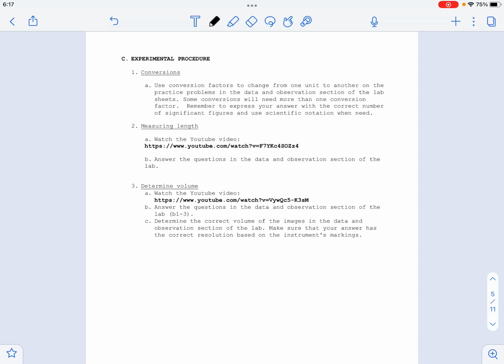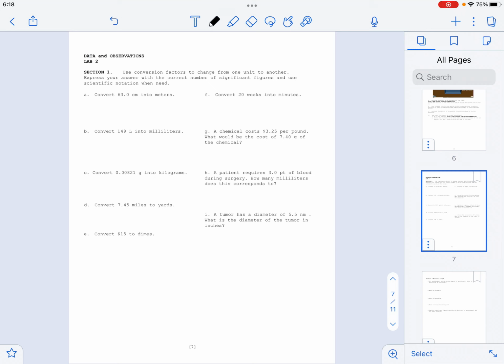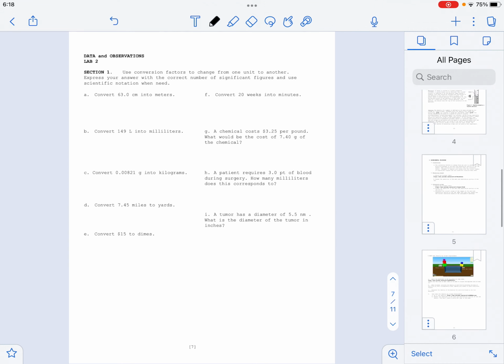In this video, we're going to talk about the experimental procedure for Lab 2. This lab has specifically 5 parts. On part 1, you're going to be doing some conversion problems that are going to be utilized as more practice for those type of problems. You can see those practice problems specifically on page 7 in your lab sheet. Some of these conversions are metric to metric, some are metric to US, and there are some word problems.